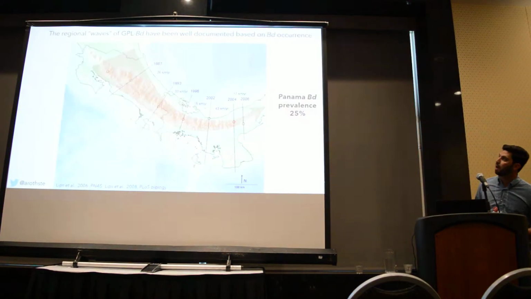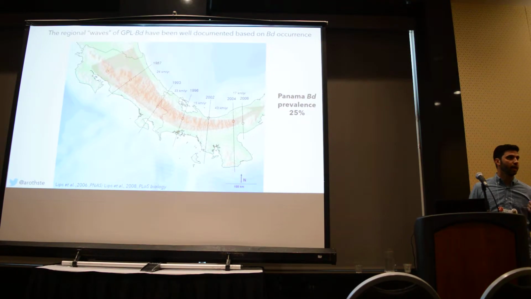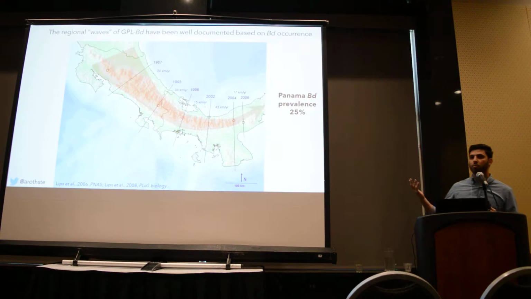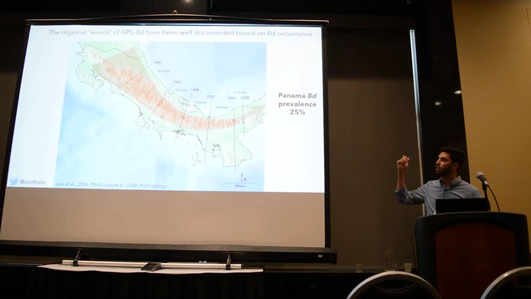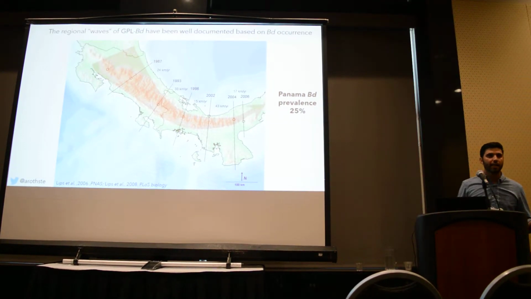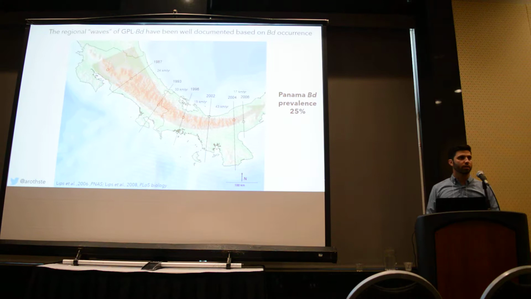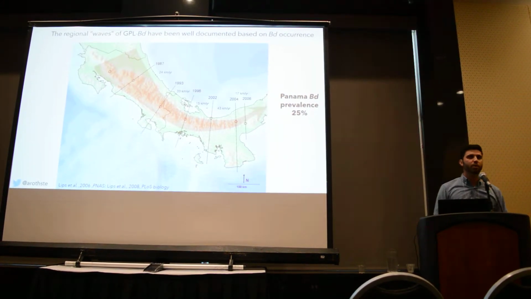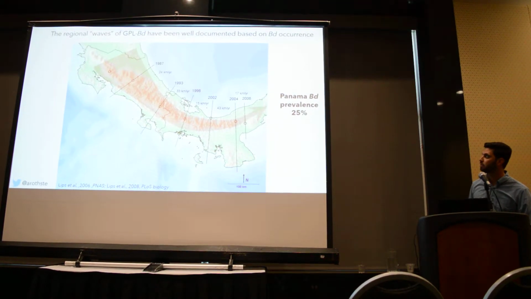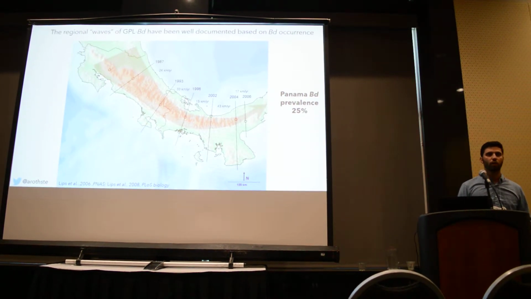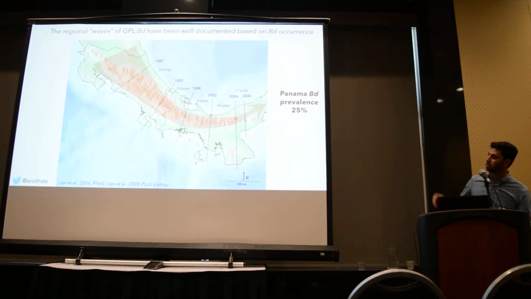A little bit of background about these regional waves and spread: in Panama, I'll start with a map of Panama, where we can see the spread of Bd indicated by the red arrow. You can see that the start of it was around the late 80s, and then it progressed across the country anywhere from 17 to 50 kilometers per year. So a really rapid spread of this disease across this landscape. And across these amphibian communities, we see about a 25% prevalence of occurrence during the spread.